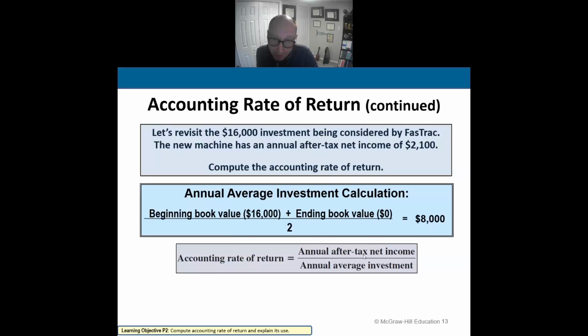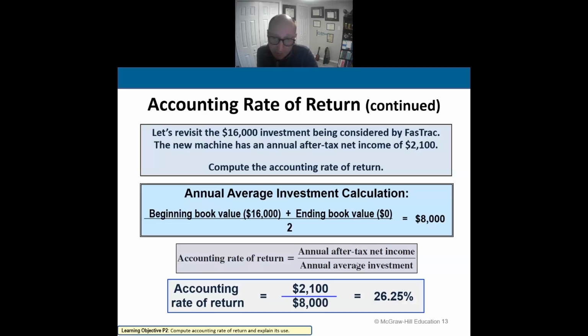So now we plug average investment into our formula. We take annual after-tax net income divided by average investment. So 2,100 divided by 8,000 gets me 26.25% accounting rate of return. This is very good. This is very high. Okay, that is good. If I were making this decision and I was using accounting rate of return to make this decision, I would probably make this investment into this piece of machinery.